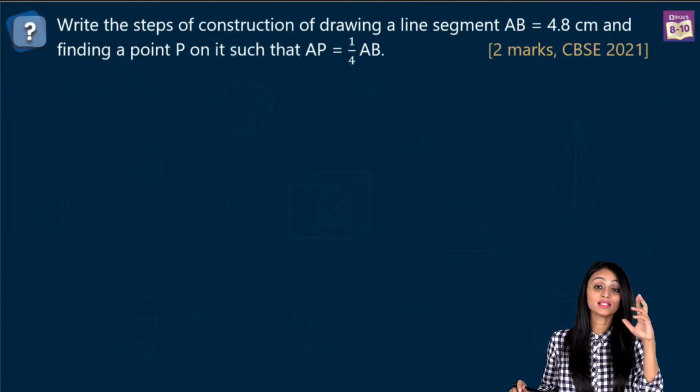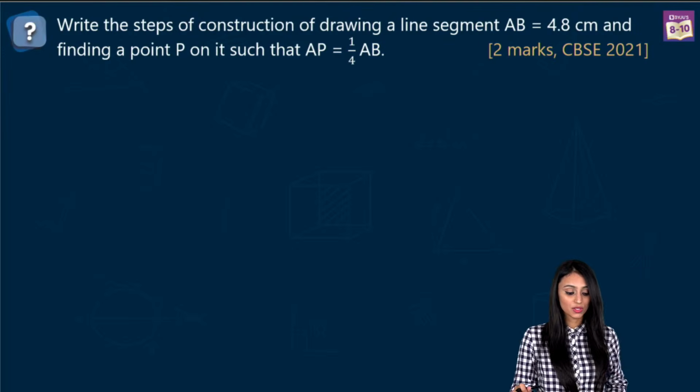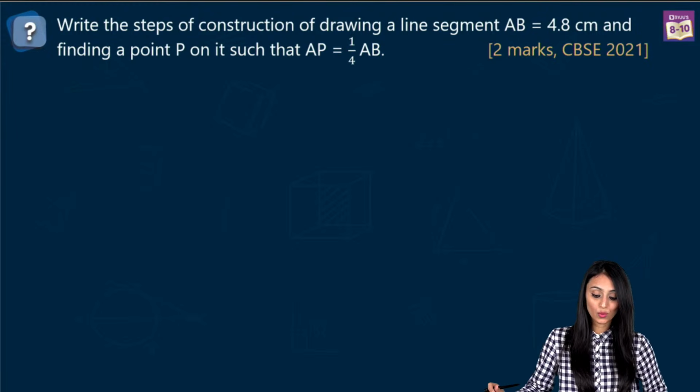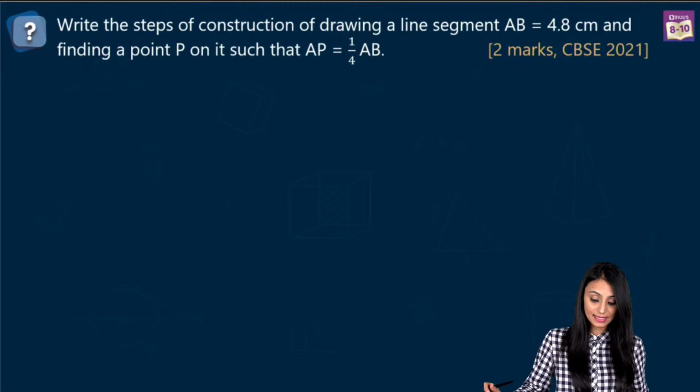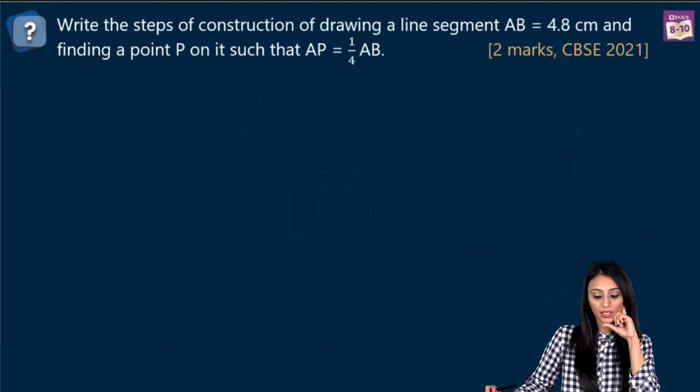So now we are going to discuss constructions. Okay. So here is the question. Write the steps of construction of drawing a line segment AB 4.8 centimeter and finding a point P on it such that AP is equal to 1 by 4 AB. Right? Alright.